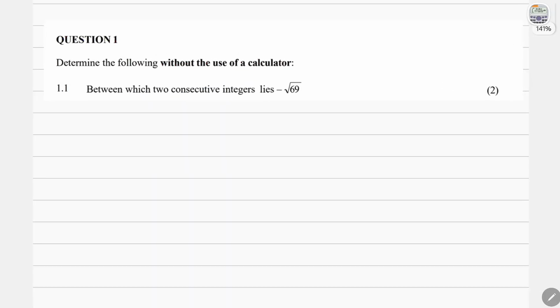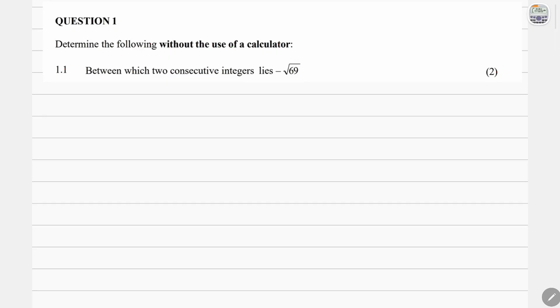Question 1 says, determine the following without the use of a calculator. So 1.1 says, between which 2 consecutive integers lies negative square root 69. We need to take note that this number is negative, but because we have the square root, we're going to look for square numbers that lie around 69. It's the square root of 69, but specifically negative, so this becomes negative at the end of the day.